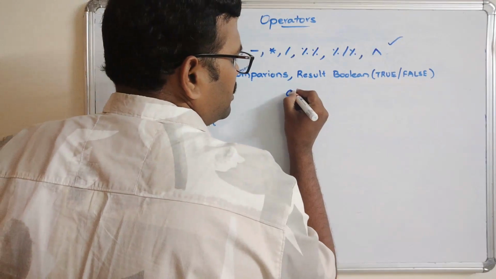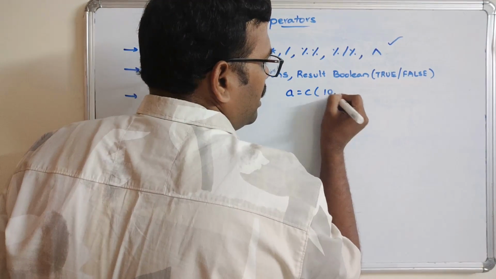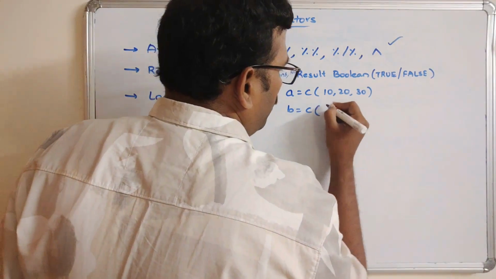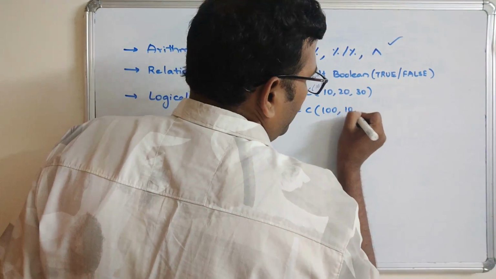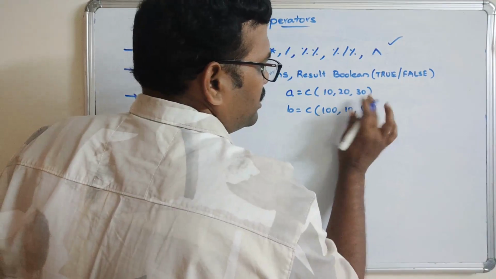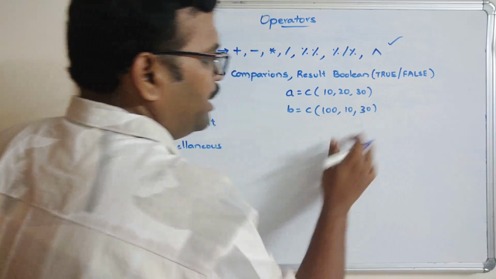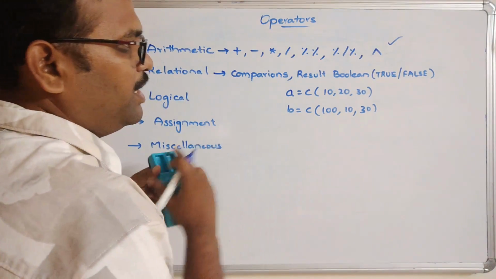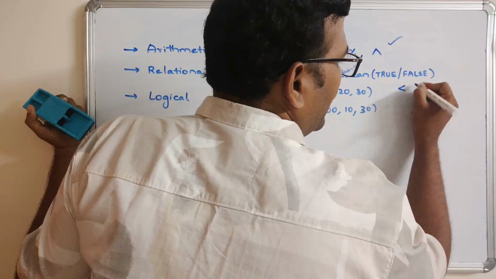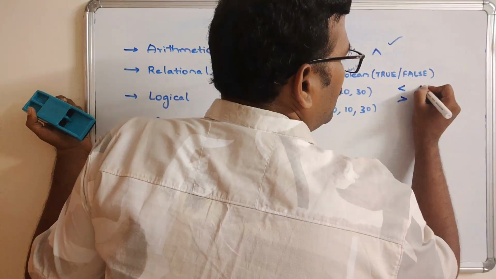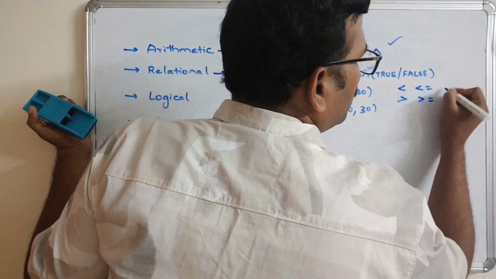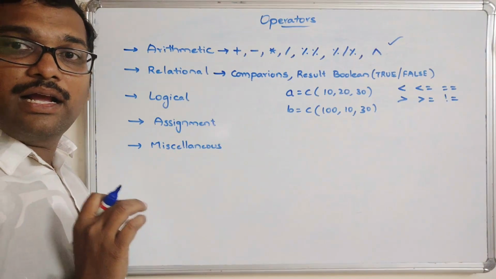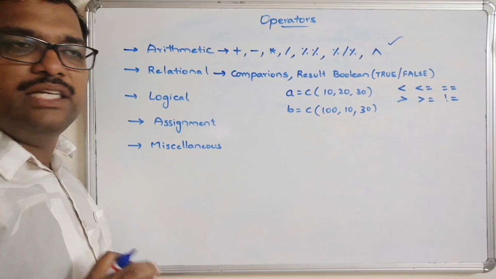For example, a is equal to c of 10, 20, 30, and let b be equal to c of 100, 10 and 40, or simply you can go with 30, right? First we'll see the operators less than, greater than, less than or equal to, greater than or equal to, double equal to and not equal to. All these come under the comparison operators, or we call them relational operators.